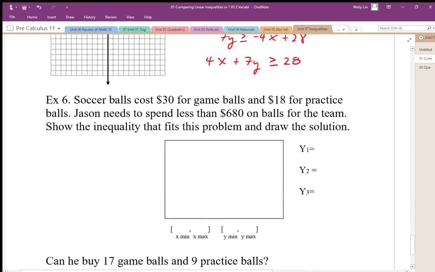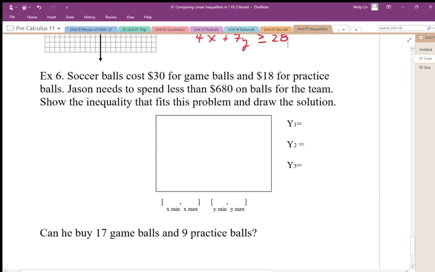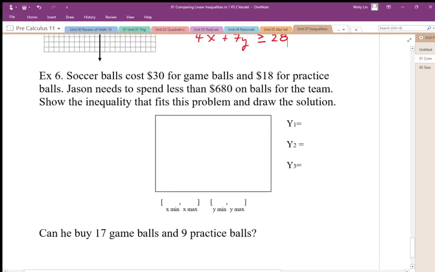Okay, so here we have that same soccer ball problem again. It says soccer balls cost $30 for game balls, $18 for practice balls, and Jason needs to spend less than $680 on balls for the team. So we need to show the inequality that fits this problem. We need to show the relationship of the number of game balls, the number of practice balls, and the cost.